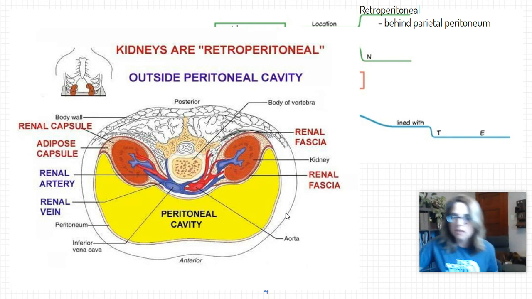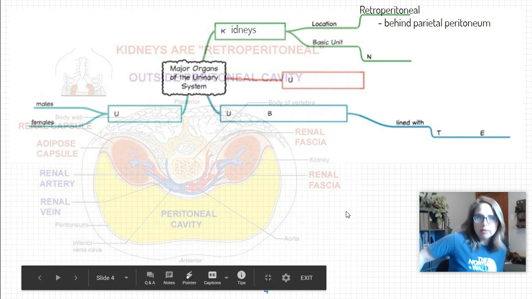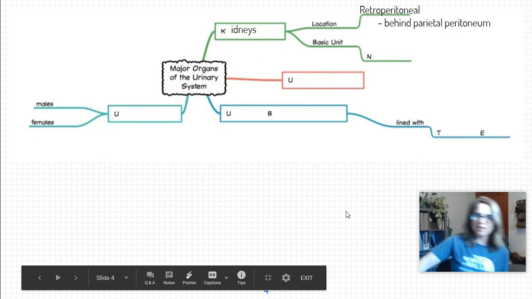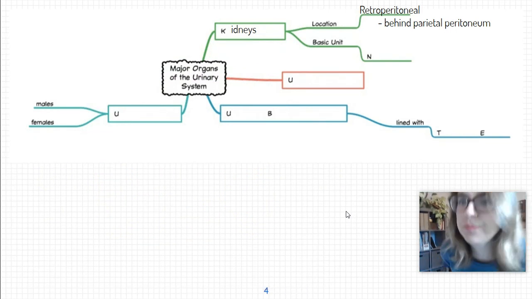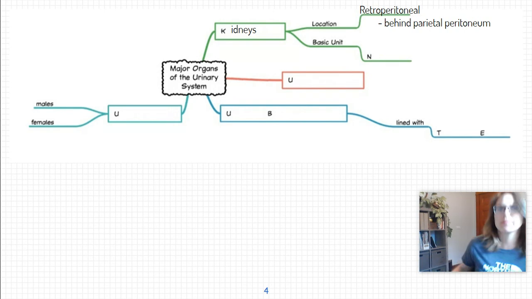The sun is coming in hot. All right, so our basic unit, I'm gonna have to move a little. Our basic unit inside the kidney, sorry, Norman, I'm blocking you.